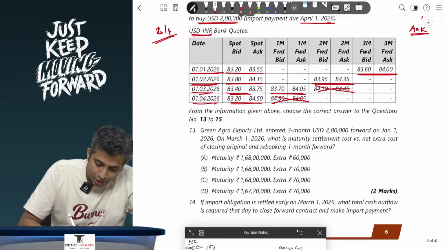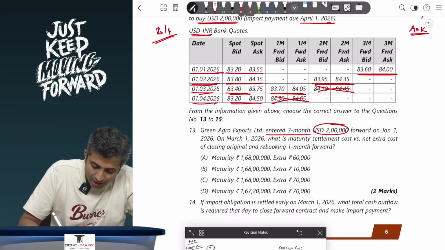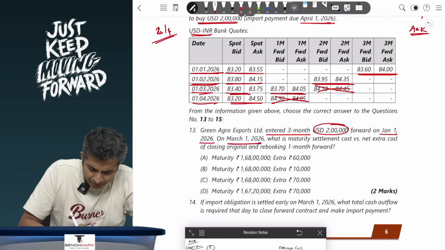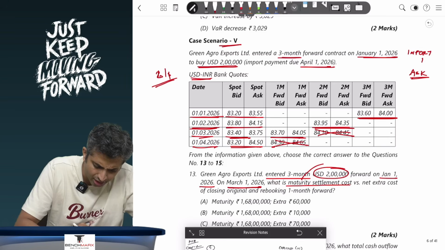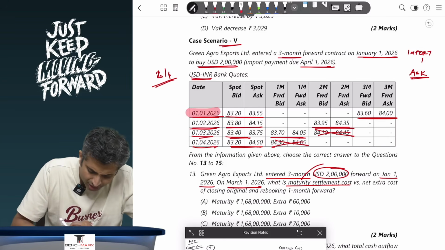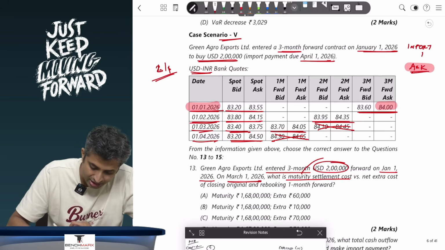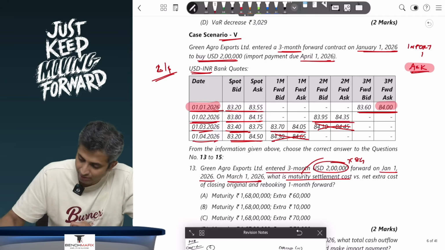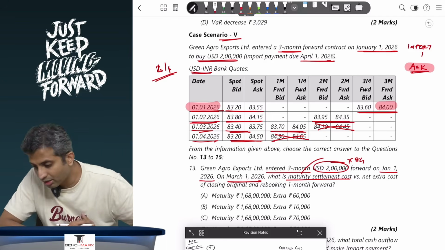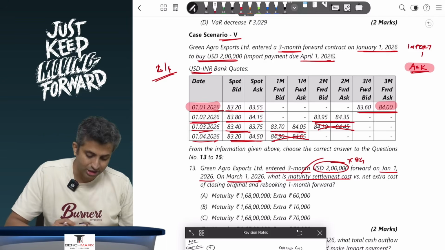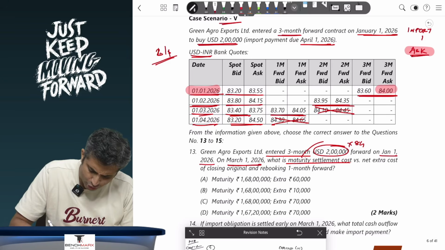So Green Agro enters into a 3-month $2 lakh forward contract on 1st January 2026. On 1st March, what is the maturity settlement cost? At maturity, if I had entered into this 3-month contract on 1st January, as an importer I would enter the deal at the ask rate, that is 84. So $2 lakh into 84 will come to around 1 crore 68 lakhs, the maturity value.